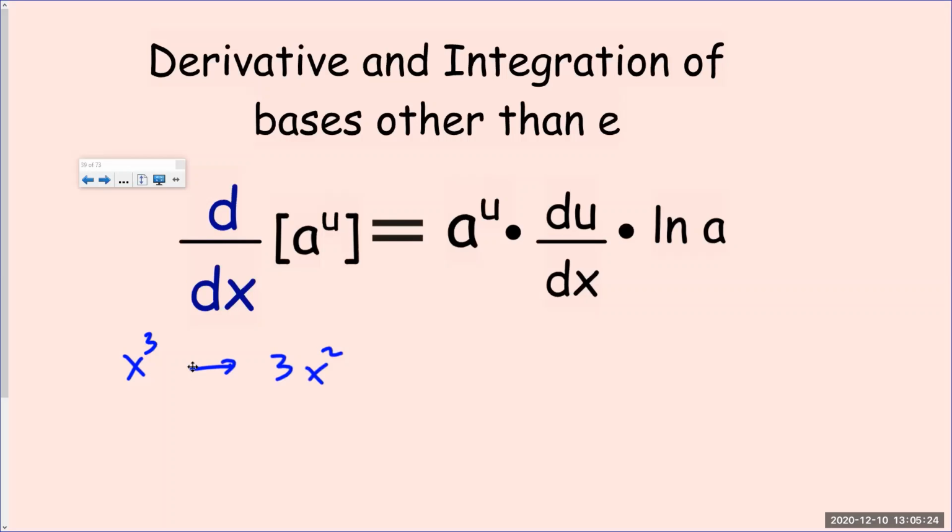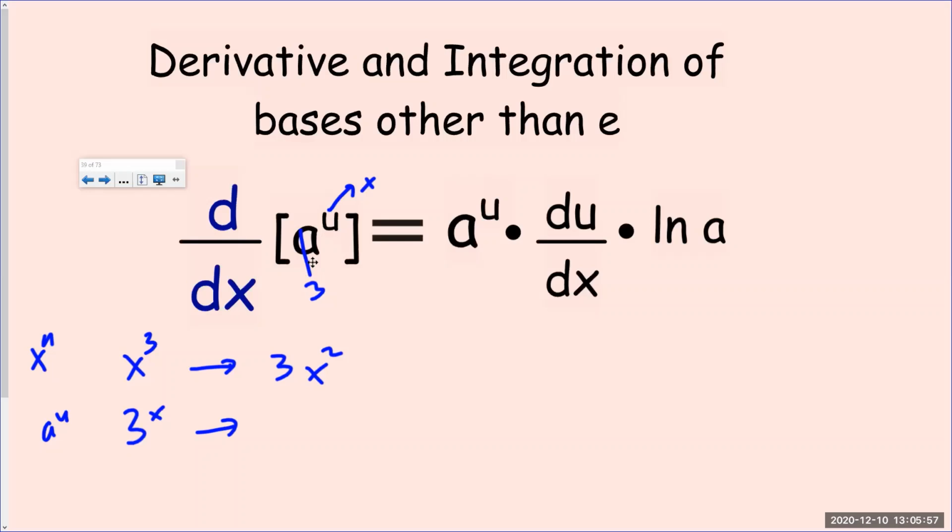But we did not know the derivative of 3 to the x. That's different from the derivative of x cubed. This is the format x^n. This is the format a^u. And that's what we're doing here. We're saying, hey, if our x is not in the base, if our x is in the exponent, it's a different formula. And that formula is this formula right here. Your a is your 3, and your u is your x.